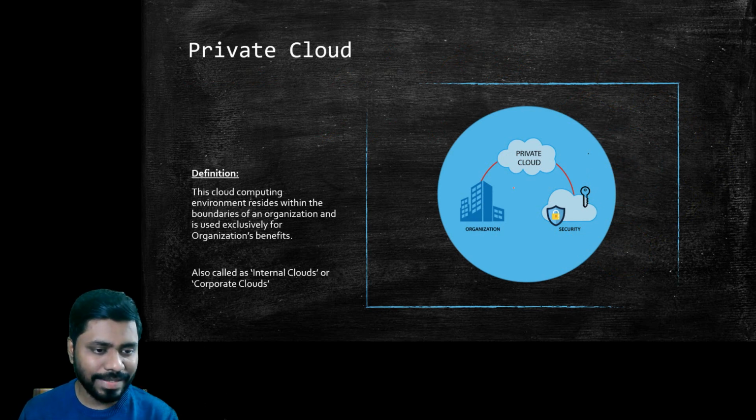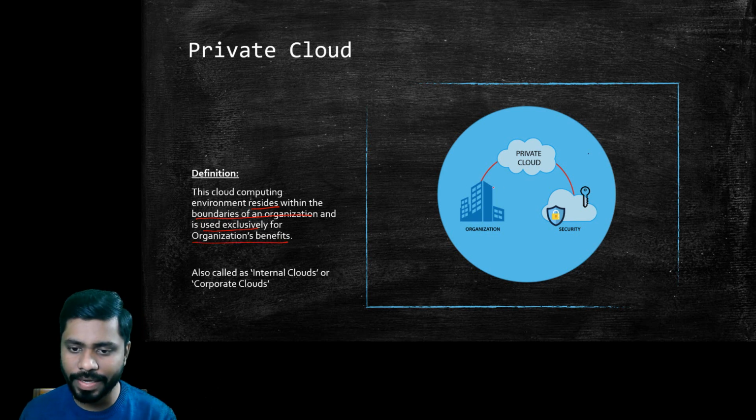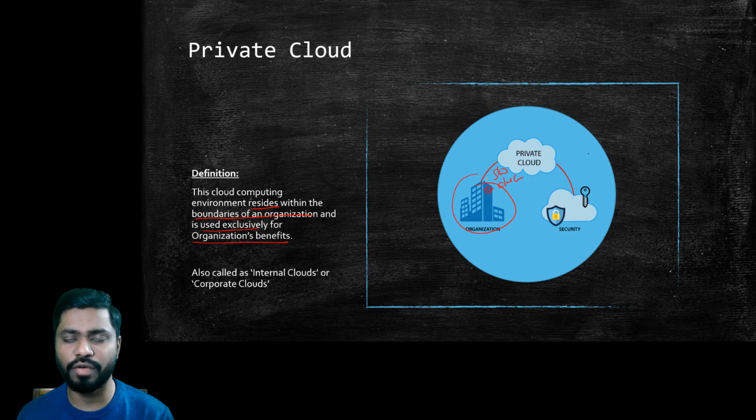As the name suggests, this cloud computing environment resides within the boundaries of an organization and is used exclusively for the organization's benefit. As you see in the diagram, the organization itself will have that cloud computing. It could be an application or hardware, as we already understand from the definition. So let's assume, for easy example's sake, it's some software, which is installed in the organization's premises itself.